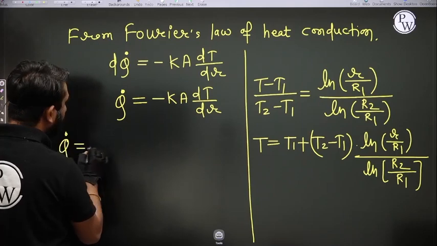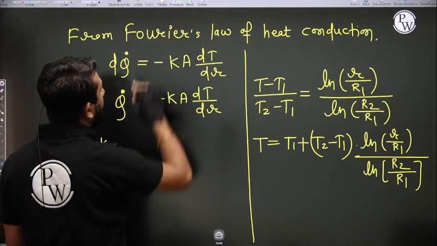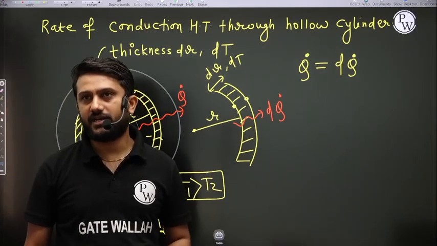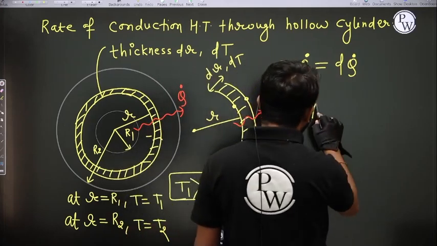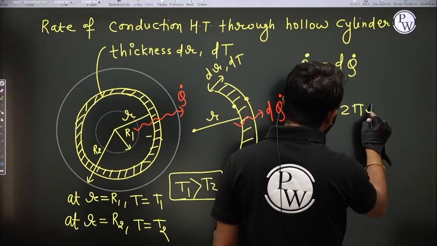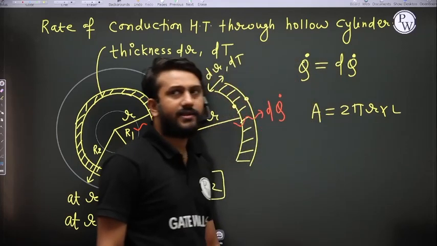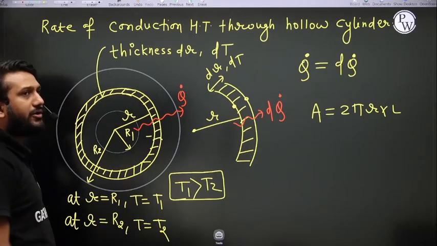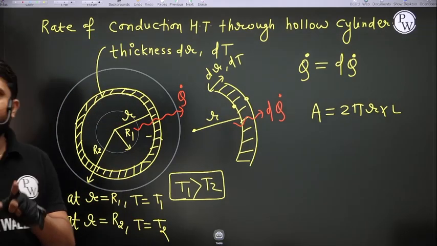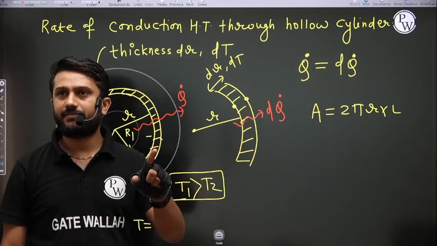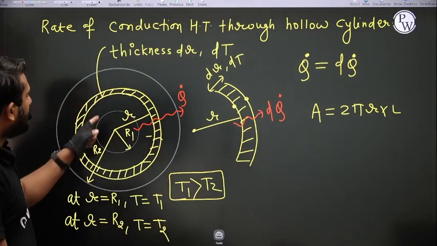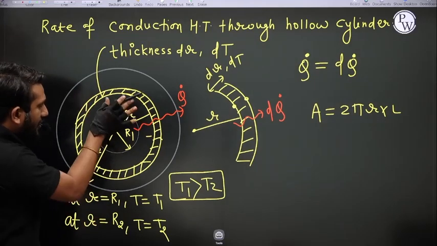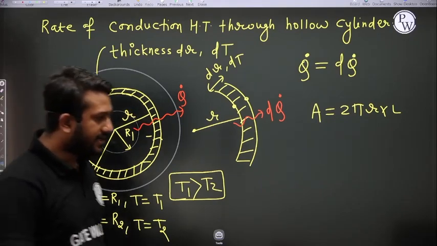So Q dot is equal to minus K. First, what is the A? What is the area from where the conduction heat transfer occurs? That area is 2 pi r into L. This is the 2 pi r, and perpendicular to the monitor the length is L. The conduction heat transfer occurs like this.